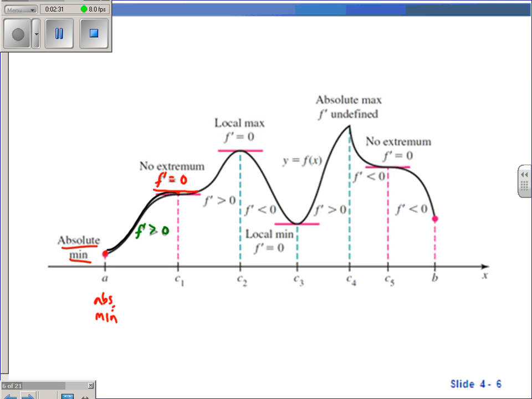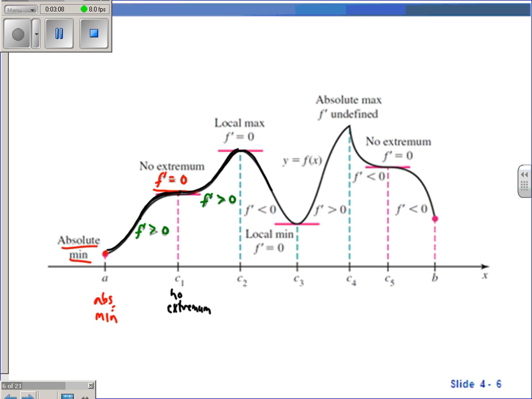Now notice though, to the right of that, our derivative is positive still. We have the function still increasing. So it was increasing to the left and still increasing to the right, which means that even though we had a derivative of 0 at C1, there is no extremum there. No maximum or minimum. If it's positive on one side and positive on the other side of a point C1, it's not a maximum or minimum.